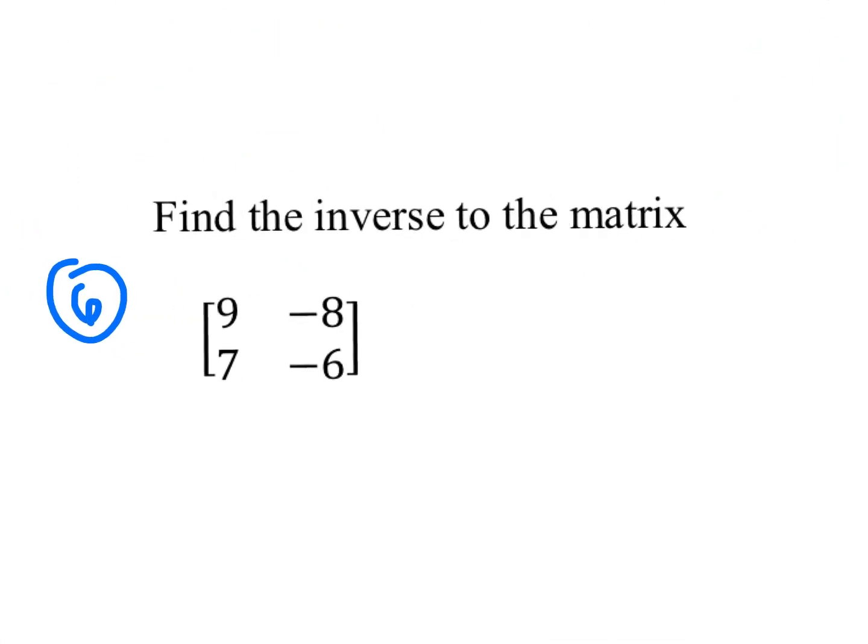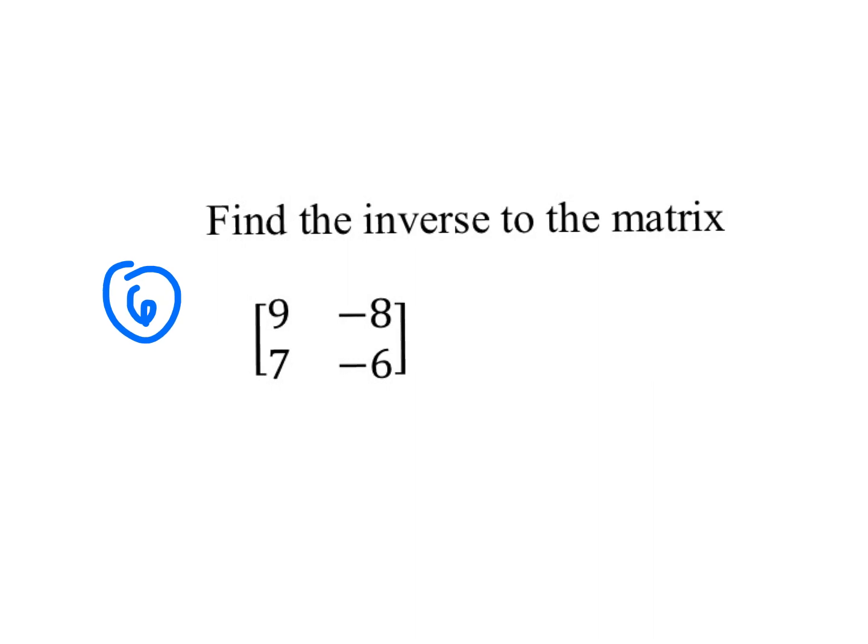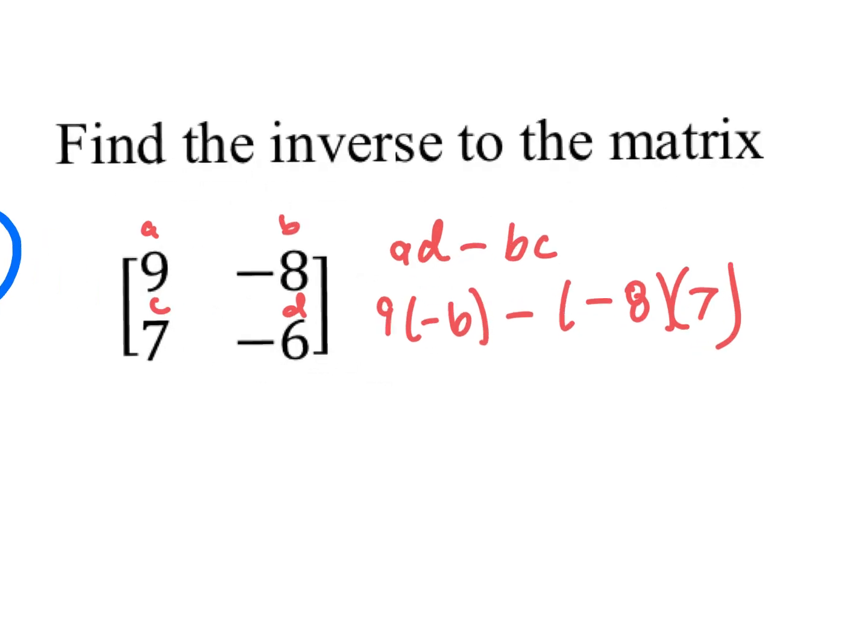So moving along to number 6, if we're going to find the inverse, we have to first find our determinant. So this is my A, B, C, and D. We need to multiply A times D minus B times C. So A times D is going to be 9 times negative 6 minus negative 8 times 7. So this is going to be negative 54 minus a negative 56. When you minus a negative, that becomes plus, so my answer here is 2.